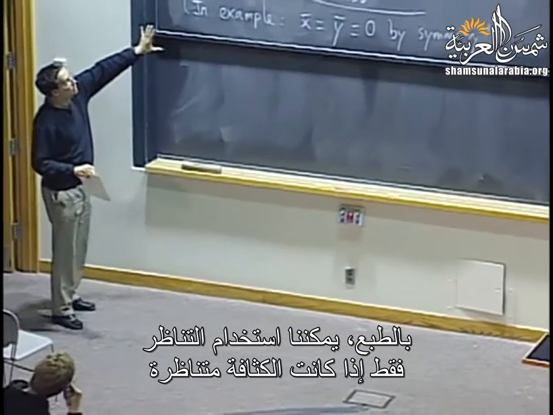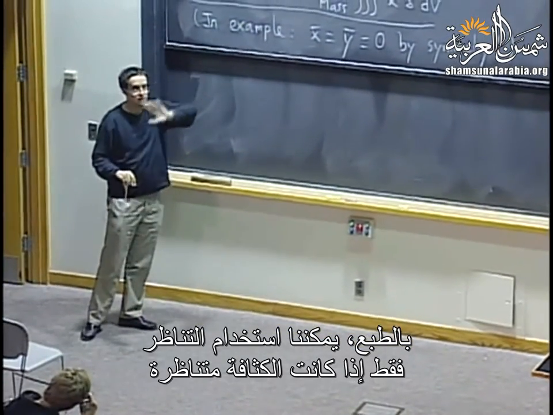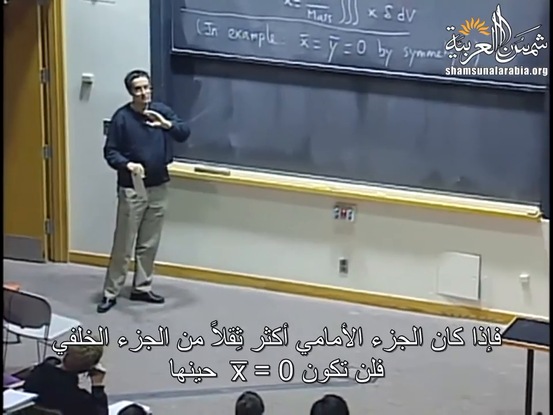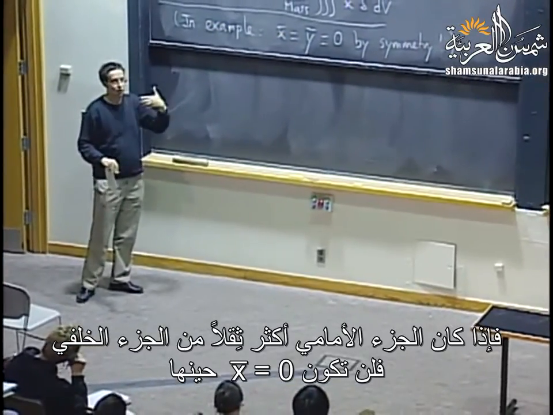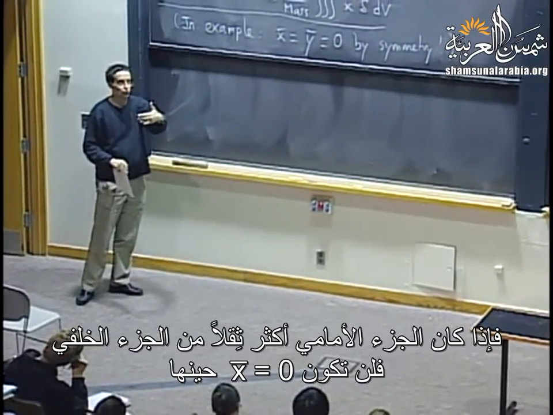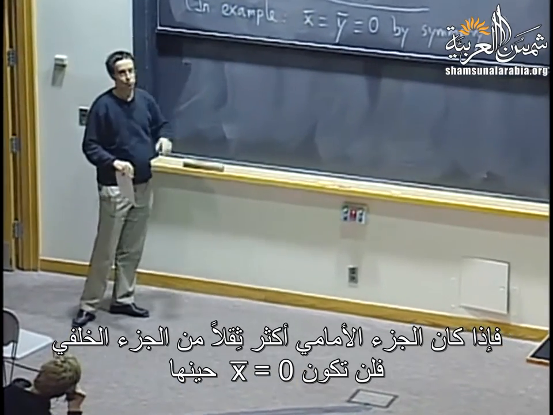Of course, symmetry only works if the density is also symmetric. If I had taken my guy to be heavier at the front than at the back, then it would no longer be true that x bar would be 0.